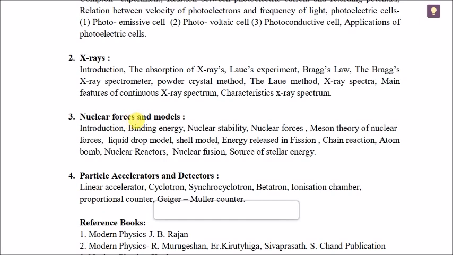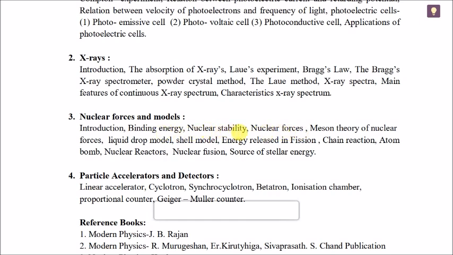This is one of these forces, and it has great importance in various types of energy production. So the nuclear forces are very important, and there are different nuclear models, just as there are atomic models like Bohr's atomic model and Dalton's atomic model. We have different nuclear models also. So in this chapter we are going to discuss nuclear forces and models, in which we cover the introduction, then binding energy, the nuclear stability and nuclear forces.